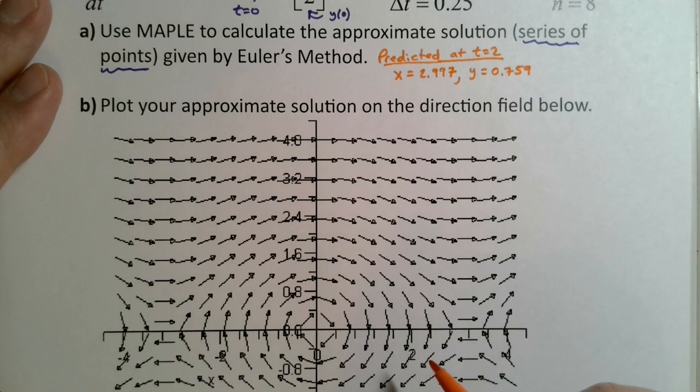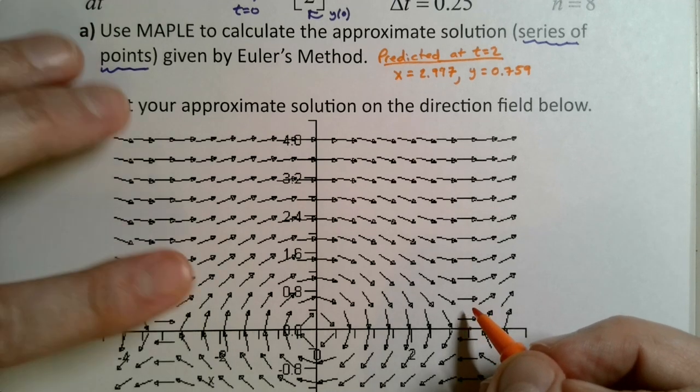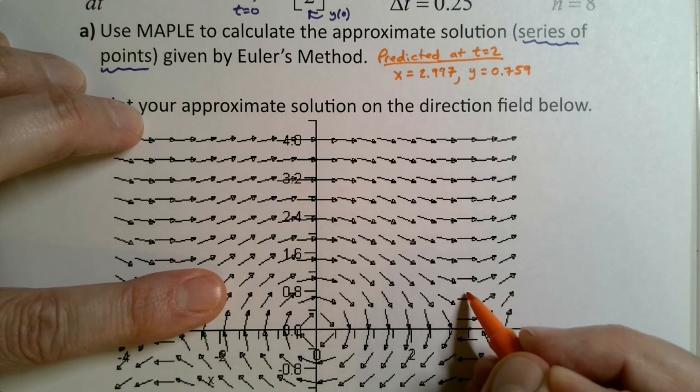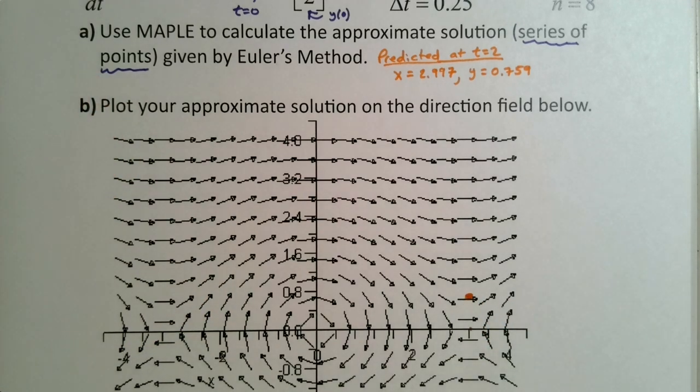And so if we locate that point on our direction field here at an x value of really close to 3, there's 4 right there, there's 2, so 3 is right here. So that's a really close to 3 x value, and a y value of positive 0.759. And 0.759 is getting up there pretty close to 0.8. So I'm going to put it right about here. So that's where I'm guessing the point will be based on what Maple has to say.